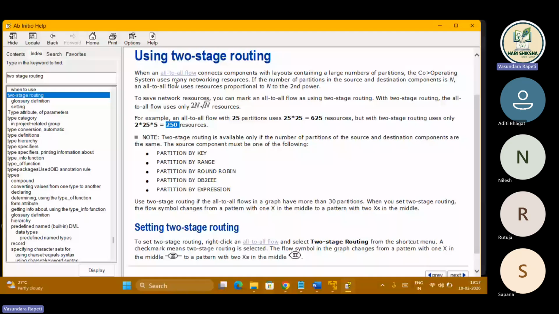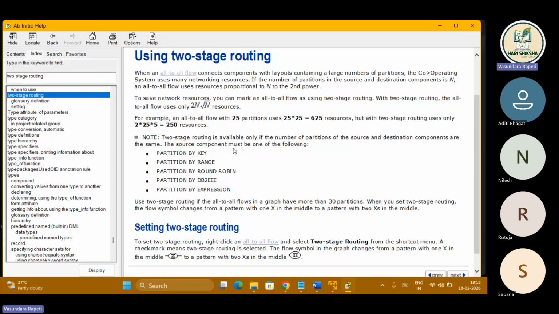Exactly, but when to do this? One minute. When all-to-all connects components with a layout containing a large number of partitions, the Co-Operating System uses many network resources if the number of partitions in the source and destination component is n, for all-to-all flow. So if lots of partitions are there, only then is two-stage routing helpful. If there is a small number, like two-way or three-way, then it is not that useful. But if a large number of partitions is there, like 25 to 25 or 60 to 60, 32 to 32, then it is useful.